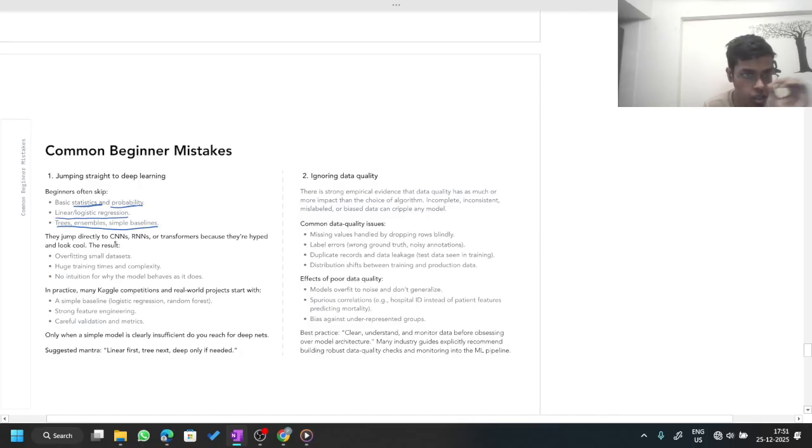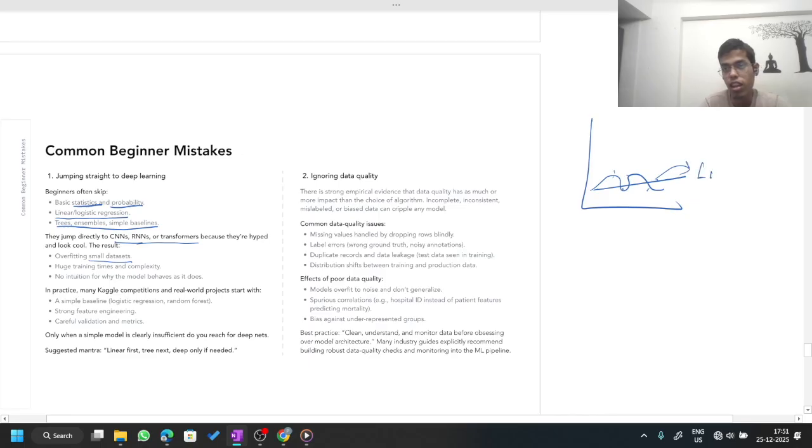They jump directly into CNNs and some fancy architectures because they are hyped or look cool, but that's not the way. The result often is that you tend to overfit, a phenomenon I described earlier as high variance, where even the basic noise is captured, while it should have been a linear trend. Due to the noise, it captures just this complex curve. So overfitting refers to this type of phenomenon, overfitting or high variance.